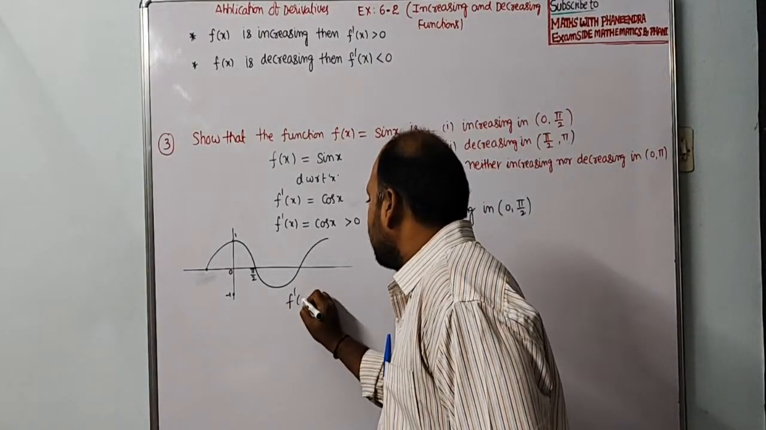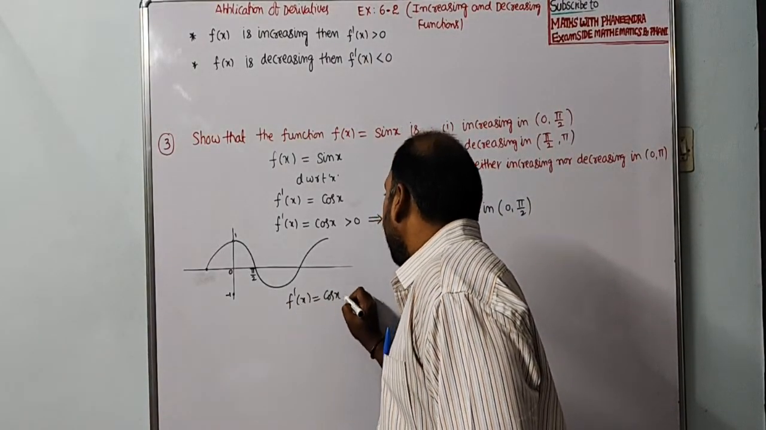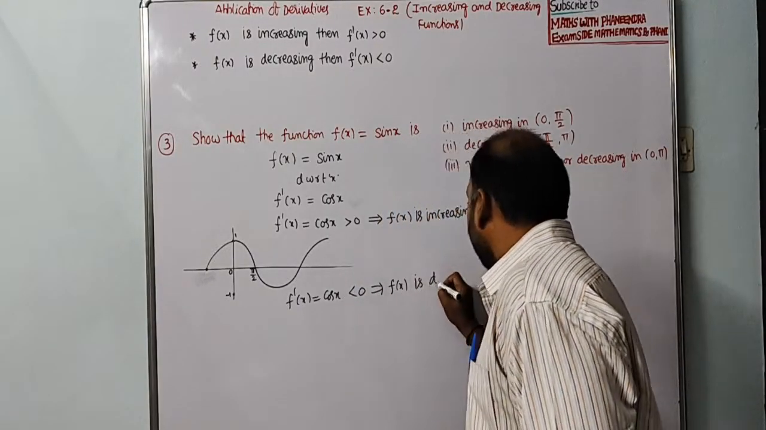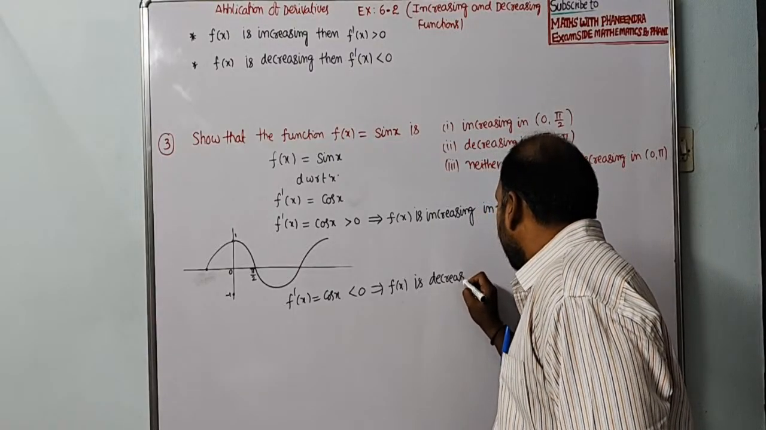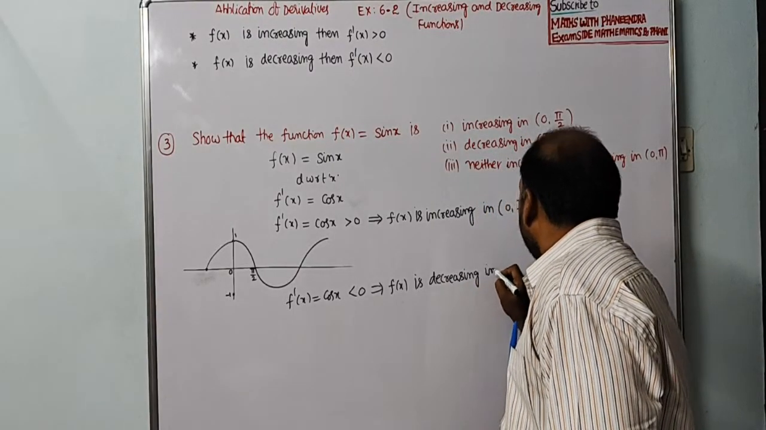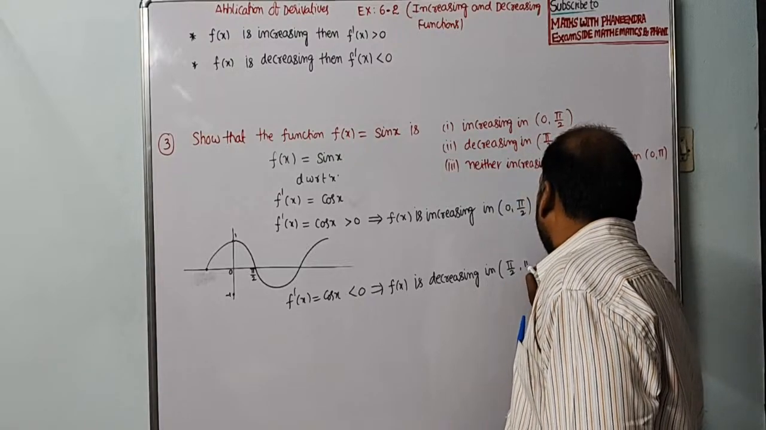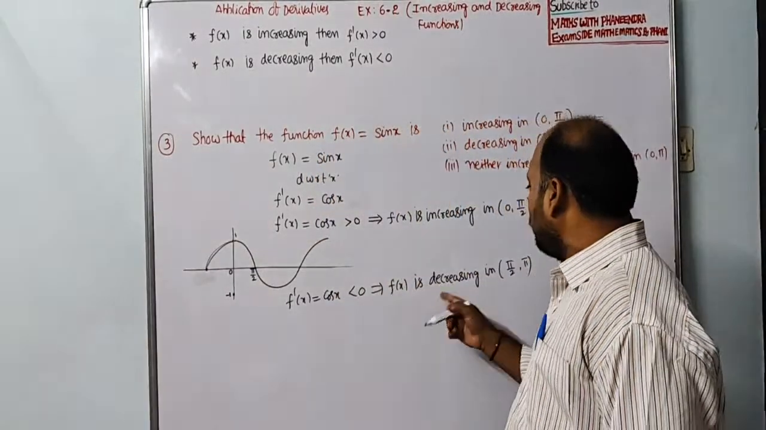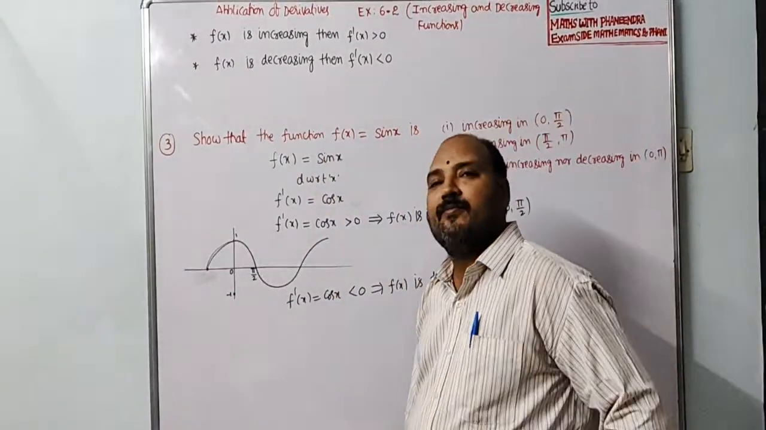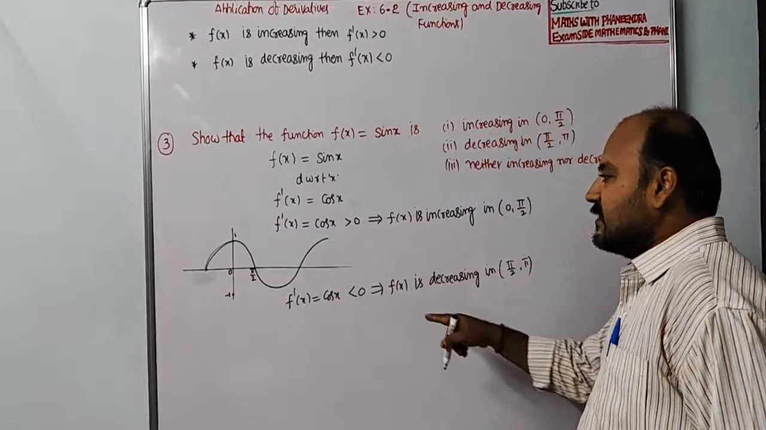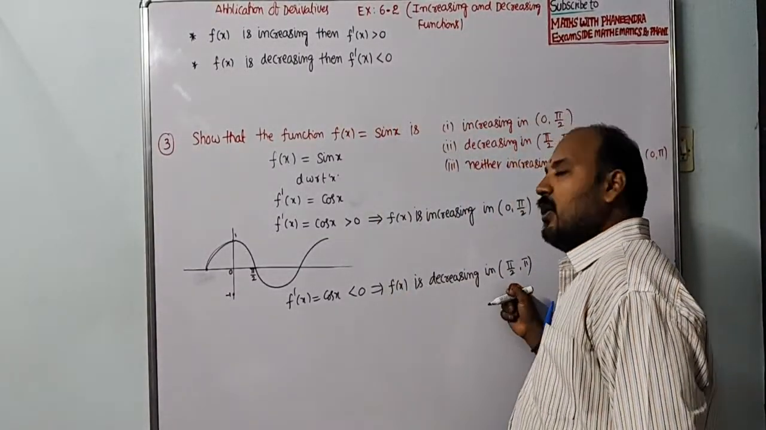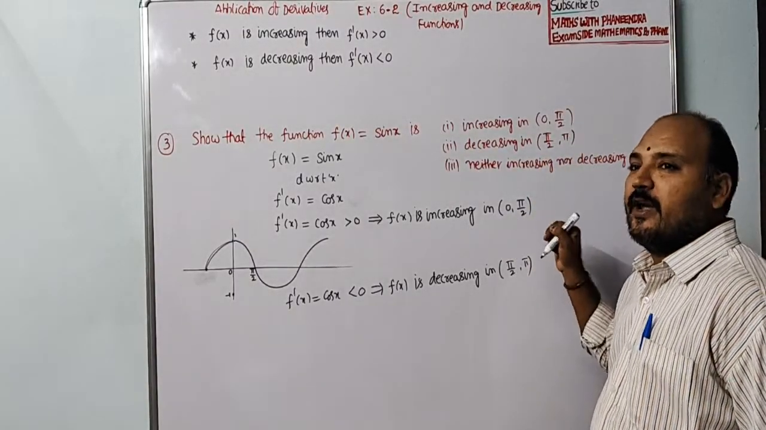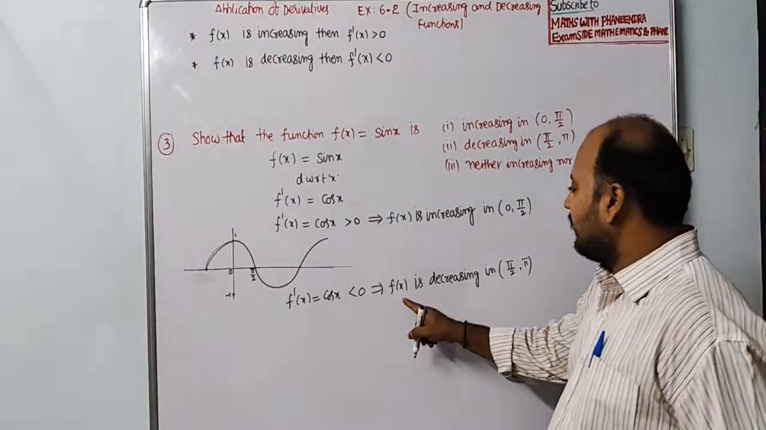Similarly, f dash of x equal to cos x is less than 0. That implies f of x is decreasing in pi by 2 to pi, that means from here to here. That is the second quadrant, and in the second quadrant cos x is less than 0. So cos x is less than 0 in pi by 2 to pi. It belongs to the second quadrant, dear students. 0 to pi by 2 is the first quadrant. So in the second quadrant, f of x is decreasing.